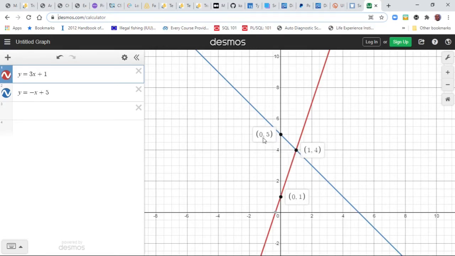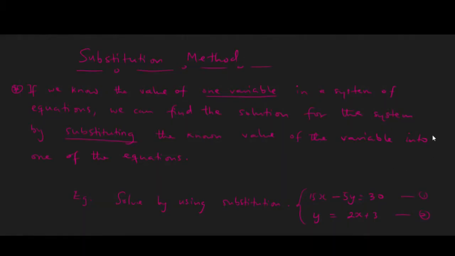Again, we can see that the y-intercept of the blue equation is 5 and the y-intercept of y is equal to 3x plus 1 is 1. I encourage all my students to make good use of this free and powerful tool whenever they have a graphics question. The second method used to solve systems of equations in two variables is the substitution method.